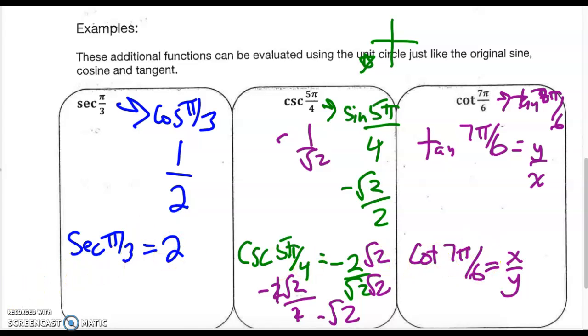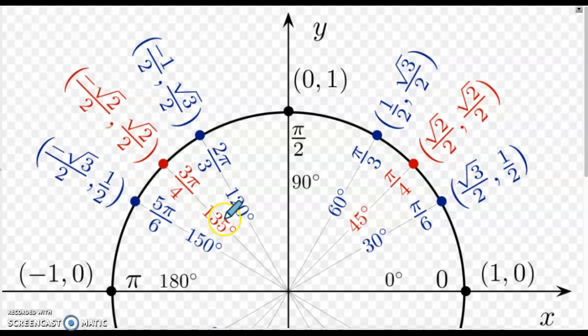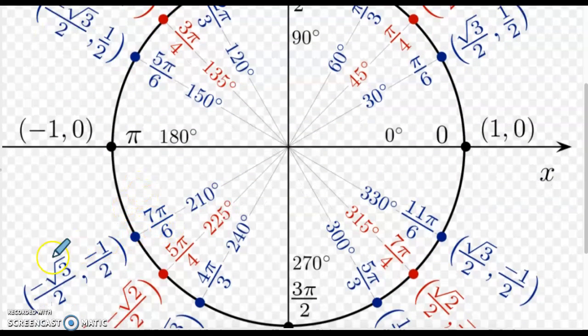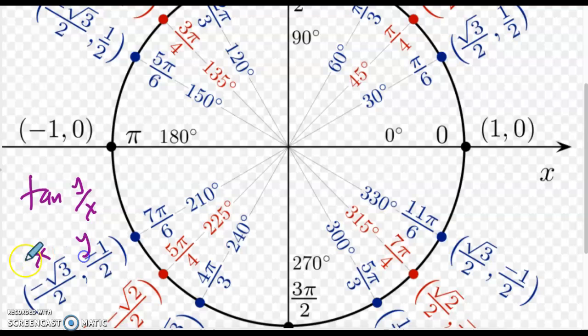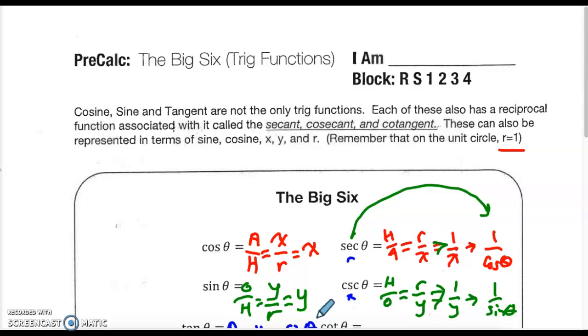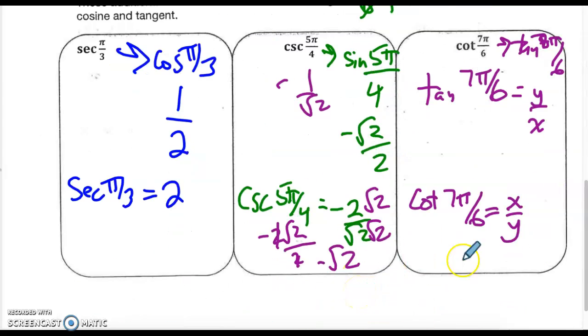So if I go to my unit circle, 7 pi over 6, I've got to move down a little bit. There it is. This is x, this is y. So I need to put those over top of each other. So tangent is y over x, so it would be negative 1/2 over negative rad 3 over 2. And cotangent is x over y, so that's my x and that's my y. So I'm going to jump right to cotangent. It was negative rad 3 over 2.